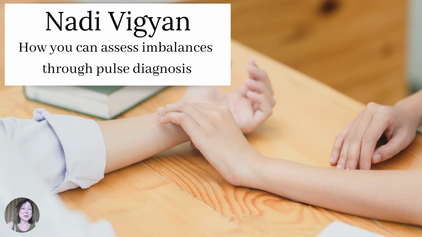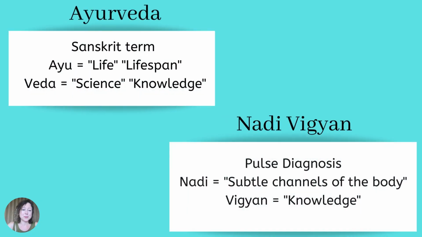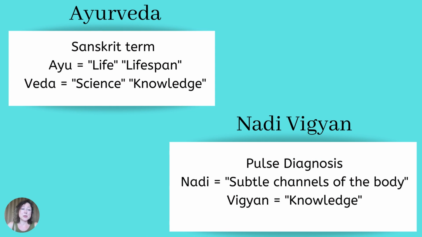Okay, so we are learning Nadi Vigyan, the Sanskrit word for pulse reading, how you can assess imbalances through pulse diagnosis. Ayurveda is a Sanskrit term. Ayu means life or lifespan, and Veda means science or knowledge, so it can be translated as the science of life or knowledge of lifespan. Nadi Vigyan is the Sanskrit word for pulse diagnosis or pulse reading. Nadi means settled channels of the body, and Vigyan means knowledge, or knowledge of the settled channels of the body.